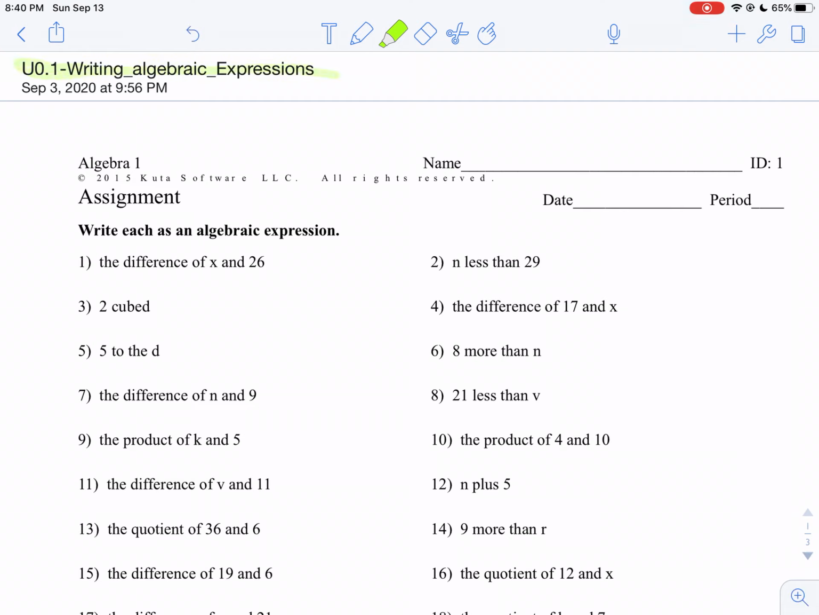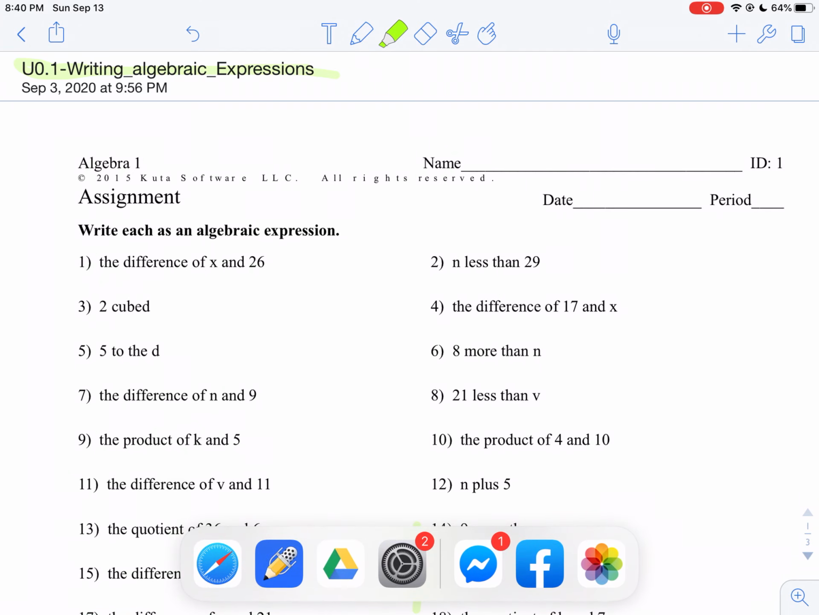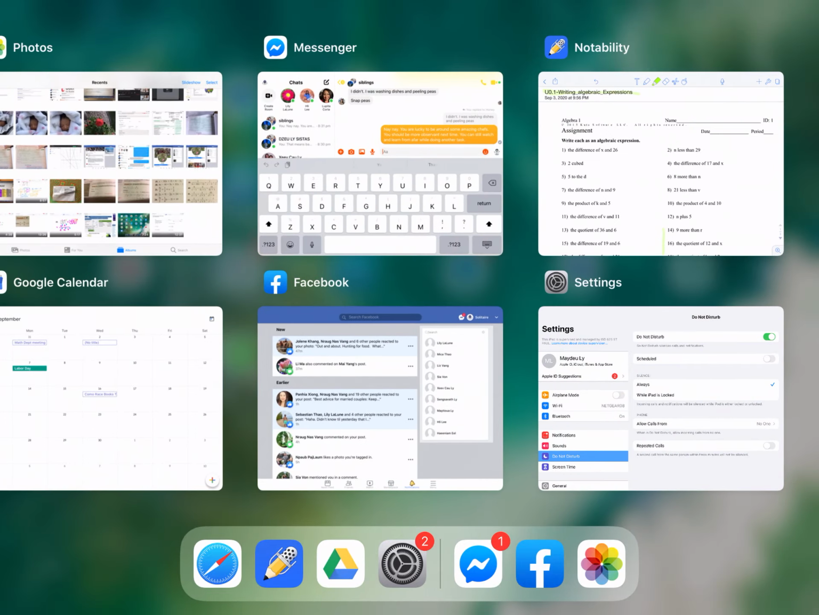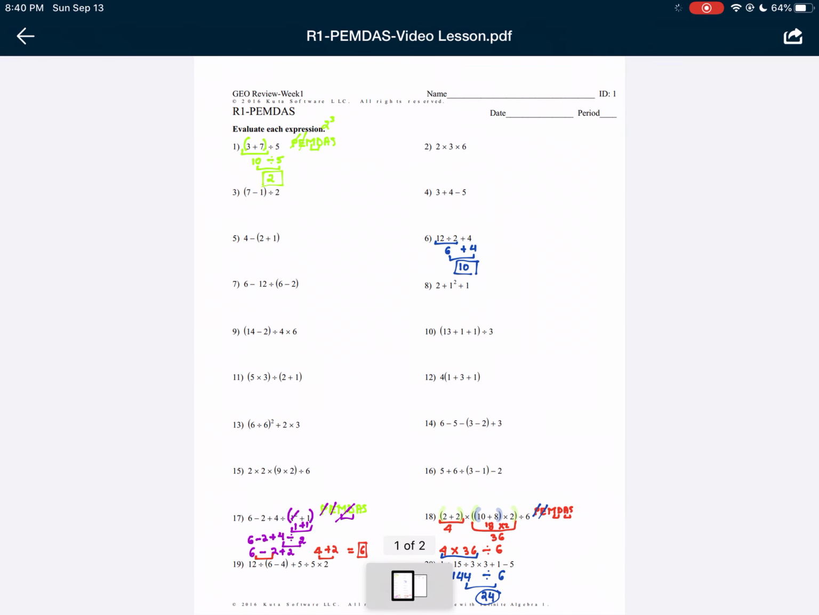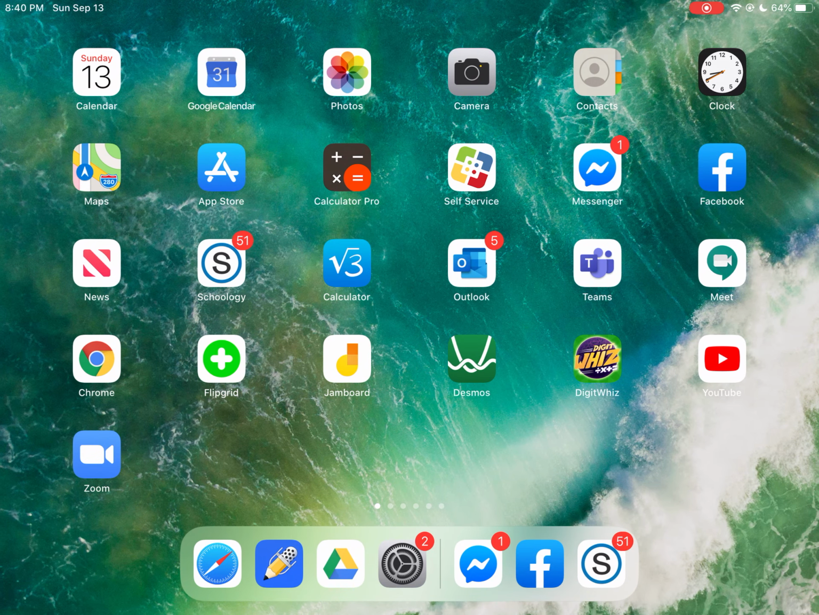All right, so that's worksheet 0.1. To split your screen, you go down to the bottom of your screen and just swipe up until you see that dashboard, or what they call the dock, okay? So what you're going to do here is find Schoology, and I don't see Schoology here. So let me go to my home screen and open up my Schoology. Once I do that and close it, if I do this now, I see my Schoology right here.